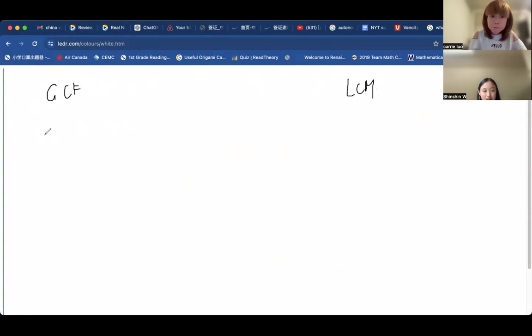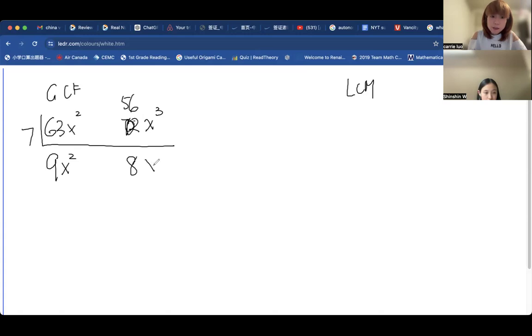Because it's very, very confusing. Greatest common factor, for instance, I give you 63x squared and 72x cubed. Of course, we do the number part. So 7 is a common factor first, right? 7. So 9x squared. Oh, sorry, 56, sorry. So 8x cubed, right? Then the next one is squared. So 9 and 8x, right?